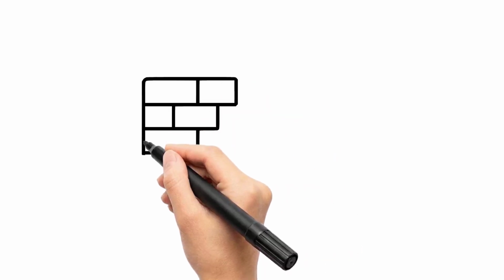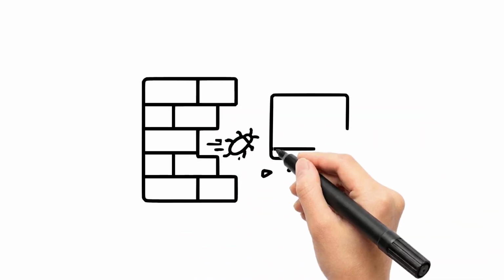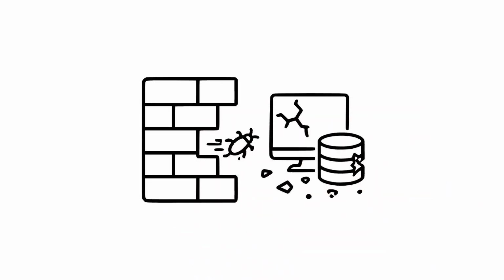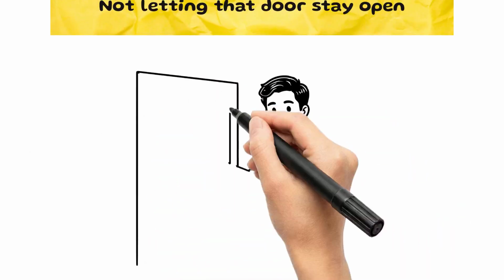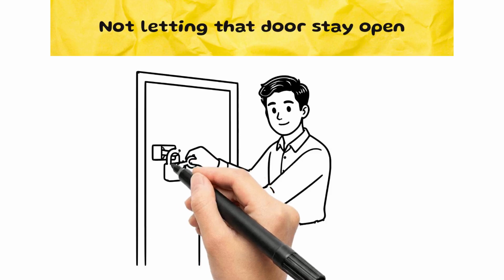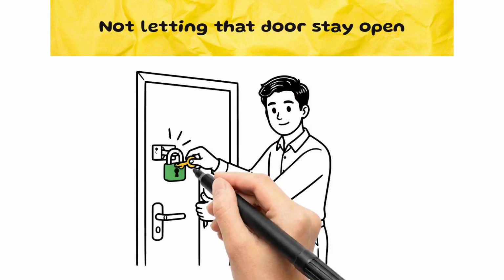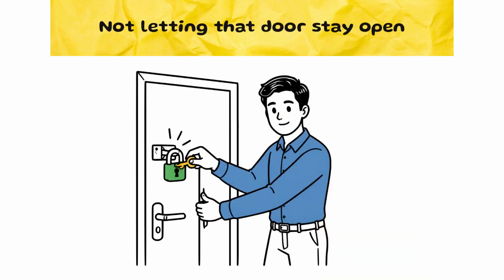So next time you hear about a breach, remember, it likely started with one unpatched vulnerability. Mastering vulnerability management means not letting that door stay open. The entire journey, from discovery to fixing, is what truly keeps systems safe.